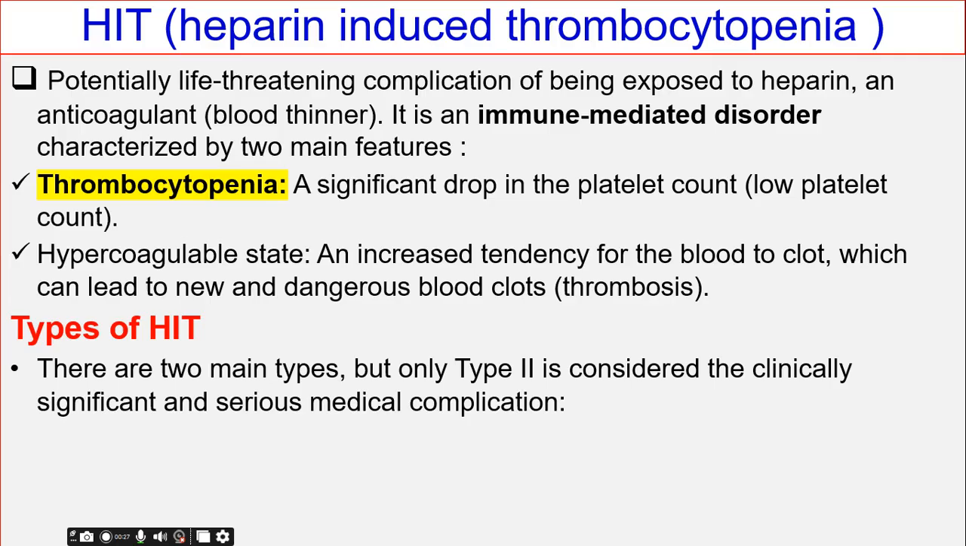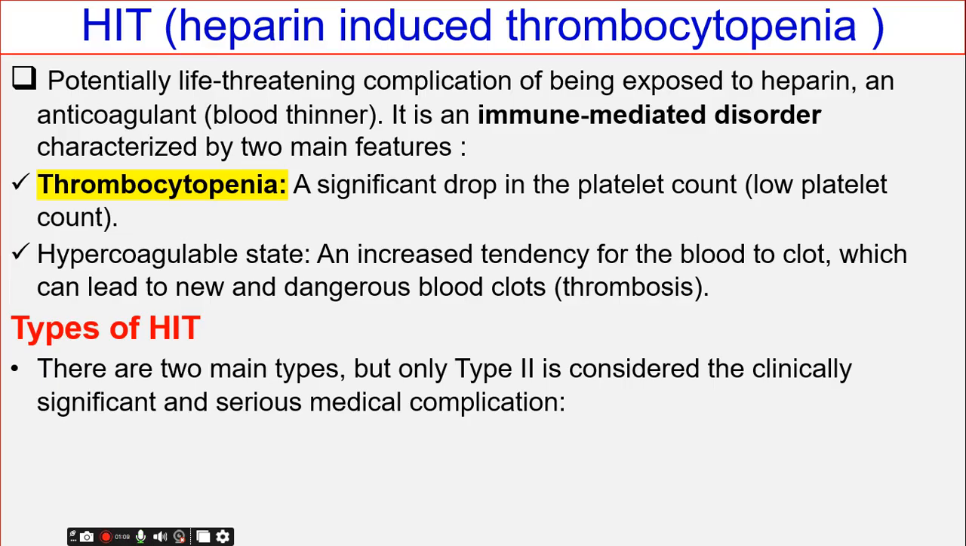ده immune mediated disorder characterized by two main features. One of them is thrombocytopenia. That means there is a significant drop in platelet count around 50% from the baseline. And the second is the hypercoagulable state. Hypercoagulable state means the incidence of thrombosis becomes increased, either venous or arterial thrombosis, maybe DVT, maybe pulmonary embolism, maybe stroke, maybe MI. Plus the thrombosis in the peripheral vessels that leads to skin ulcers and skin gangrene.